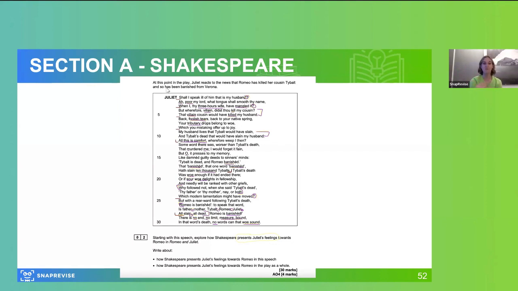So I would always read the summary, make sure that you understand what's going on, then read the extract, then read the question, and then I would say read the extract again. And this is where you can underline or highlight anything that sticks out to you.